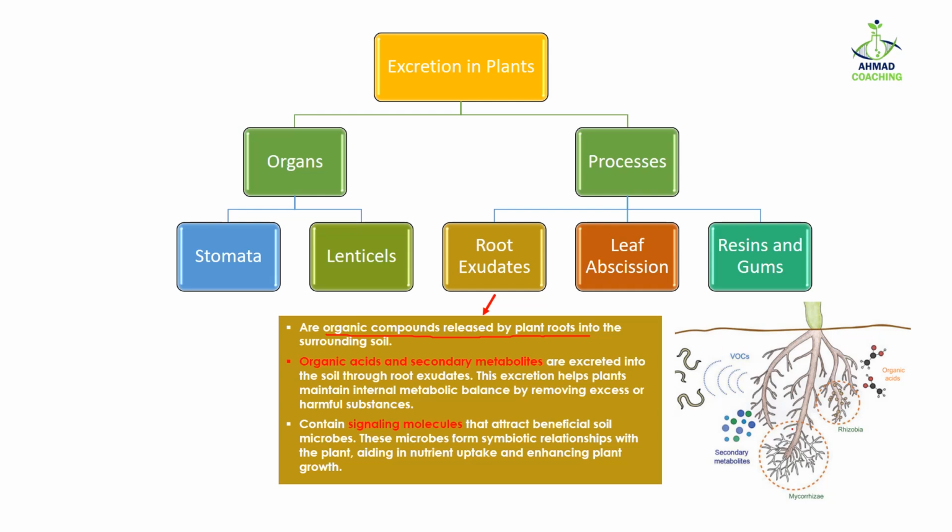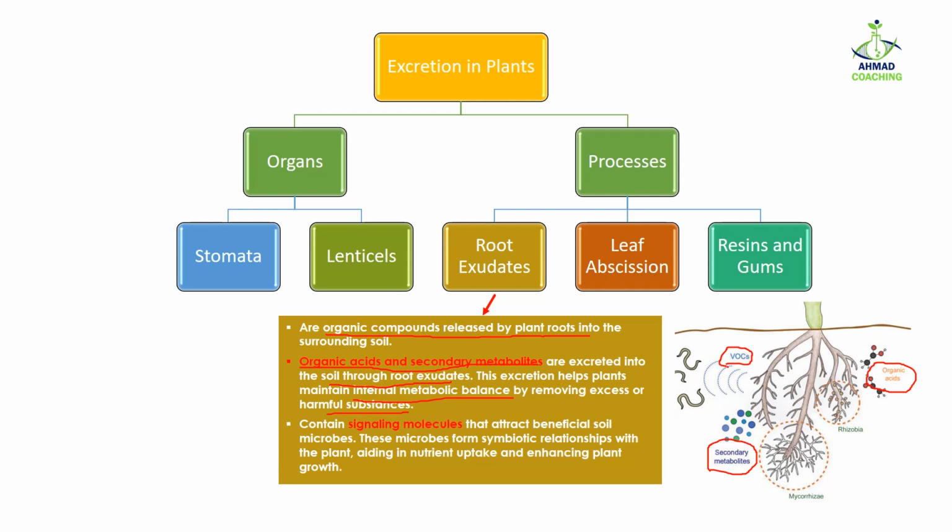So what kind of compounds can they release? Starting first of all, organic acids as well as secondary metabolites are removed or excreted into the soil through root exudates. This excretion helps plants maintain the internal metabolic balance by removing excess or harmful substances. So here you can see the organic acids as well as some secondary metabolites which might be volatile fatty acids. They are removed out of the plant's body into the surrounding environments, as well as some volatile organic compounds.